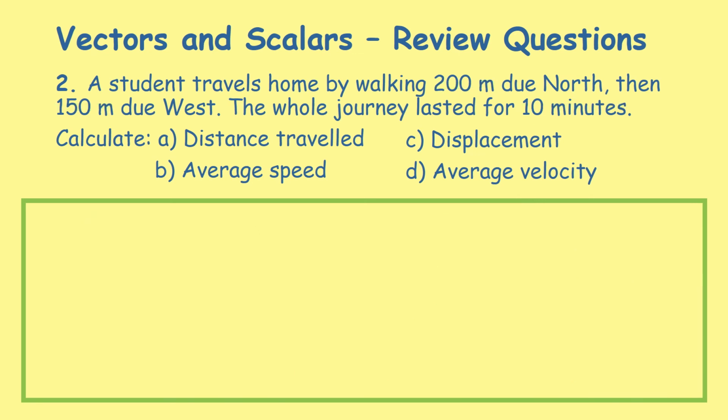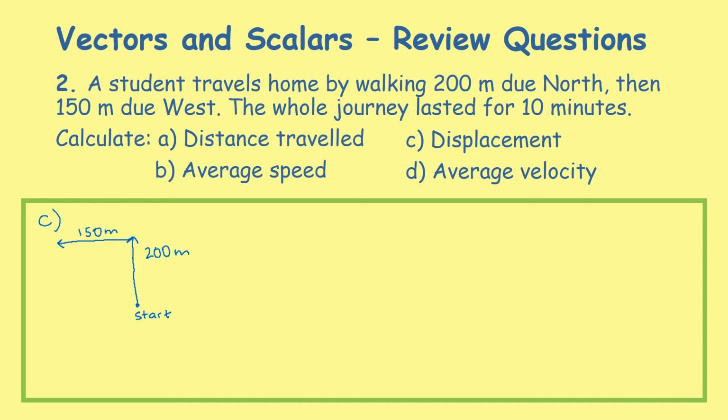Like before, I've removed parts A and B, so we have space to do parts C and D. Looking at part C, we want to work out the displacement. So to do this, we want to draw ourselves a little diagram. The student travels home by walking 200 meters due north. So if we start here, they're going 200 meters north and then 150 meters west.